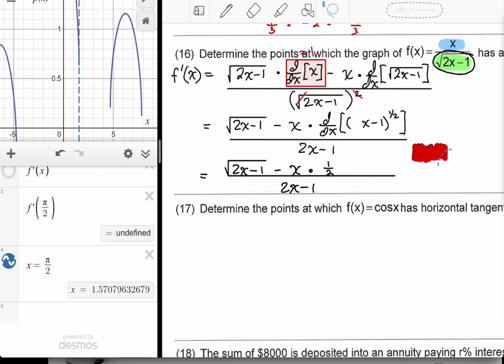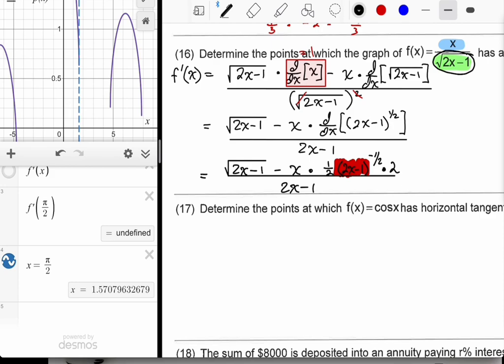Oh, I lost a 2. Get back there. 1/2 of the blob to the negative 1/2 power, with that blob really being the 2x minus 1. But then we just have to multiply by the derivative of whatever the blob is. The blob is 2x minus 1. Its derivative is just a 2. So that's our derivative. It ain't pretty.